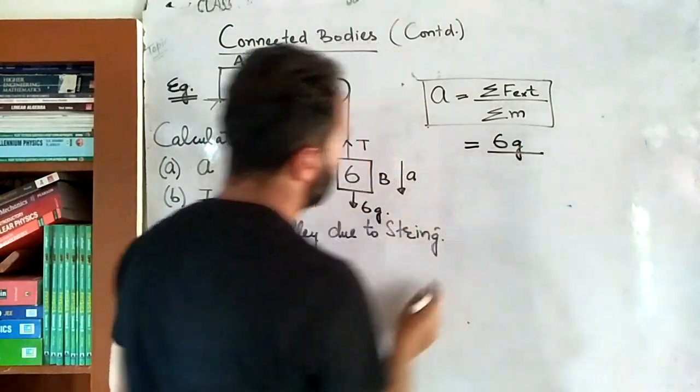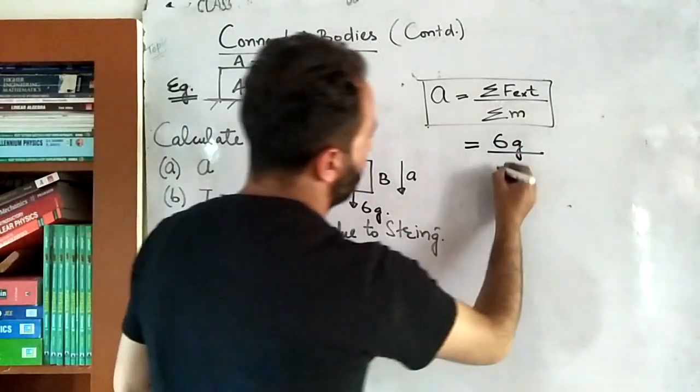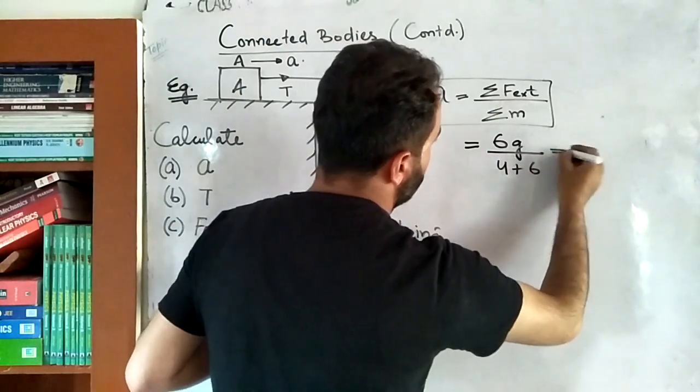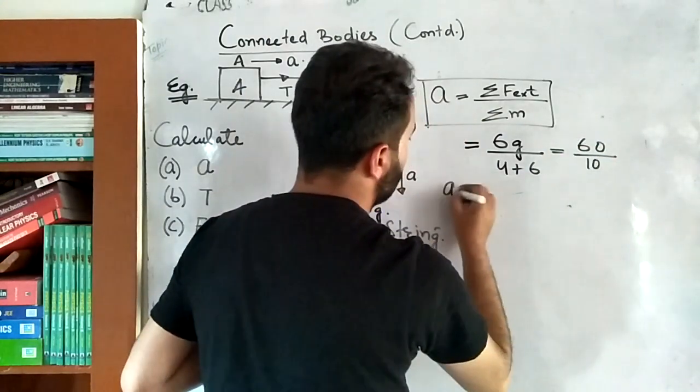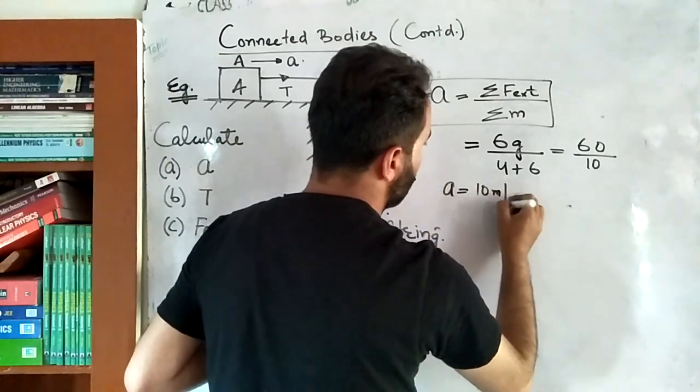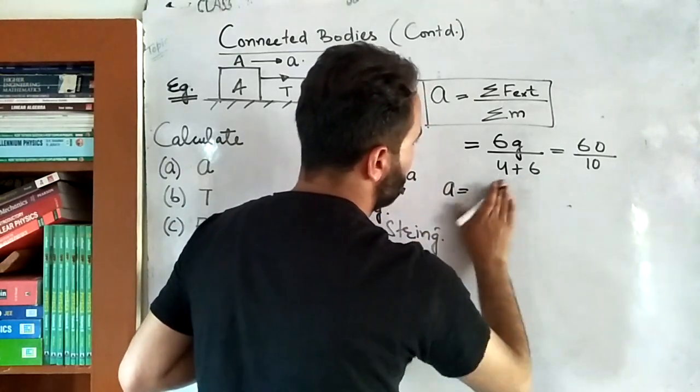Here I will write it as 6g, divided by the summation of all the masses. There are only two masses, so 6 plus 4, which is 10. So it is equal to 6 into g, that's 60, divided by 10. The answer is that the acceleration is simply equal to 6 meters per second square. This and this will cancel.